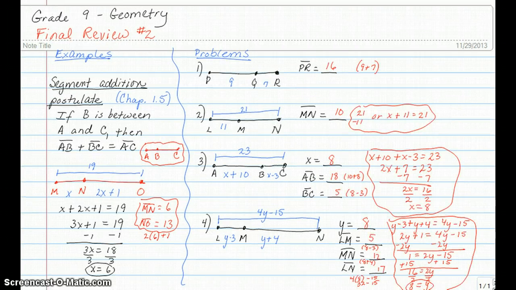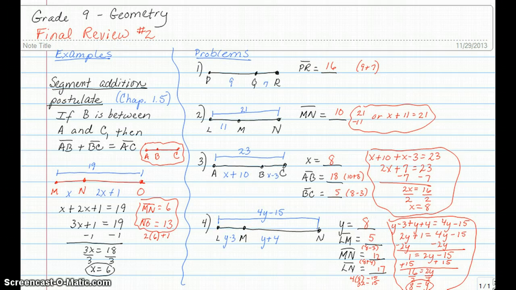Okay, on number 1, segment PR, which is the entire segment, is simply 9 plus 7, which is 16. On number 2, you're given the whole segment, 21. You're given part of that segment, which is LM, which is 11. To find MN, you can do one of 2 things. You can just go 21 minus 11, which would give you 10. Or you can go x plus 11 equals 21, and that would also be 10.